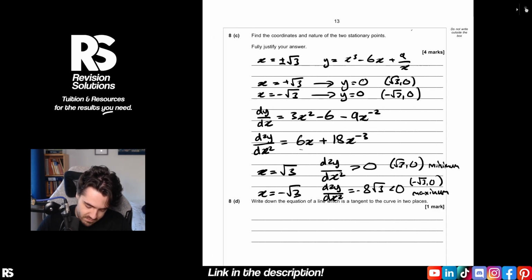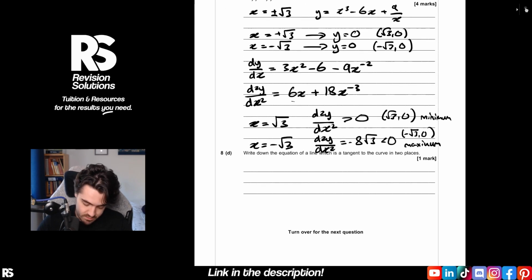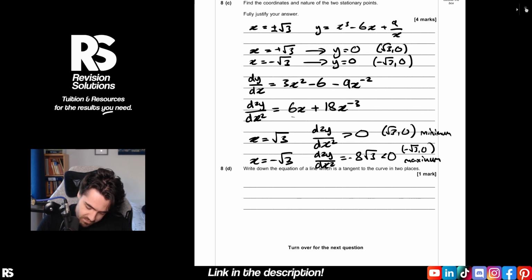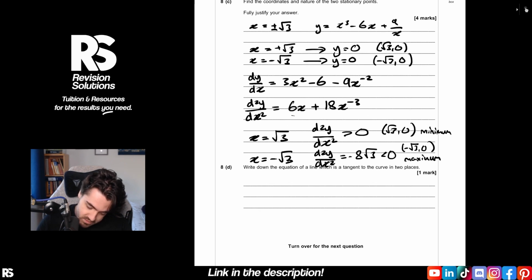So if we think about a minimum and maximum or any stationary point, the gradient is 0, so the tangent's just a flat line. And both of them are at y coordinate of 0. So y equals 0 would be a tangent at 2 points and have the same gradient tangent.